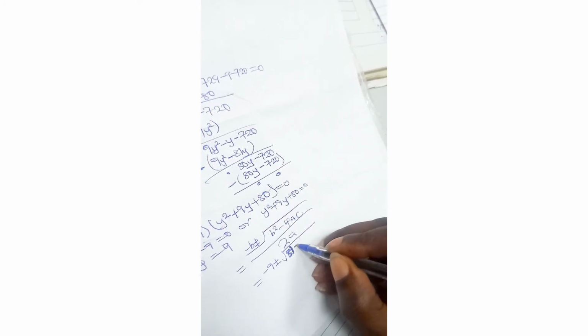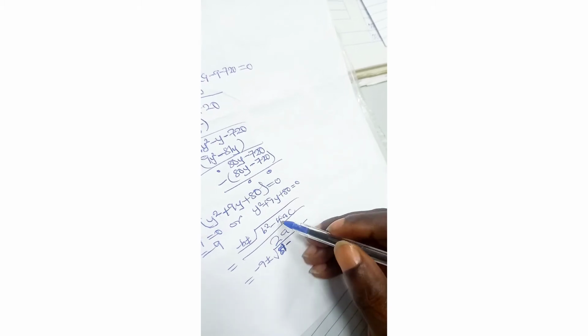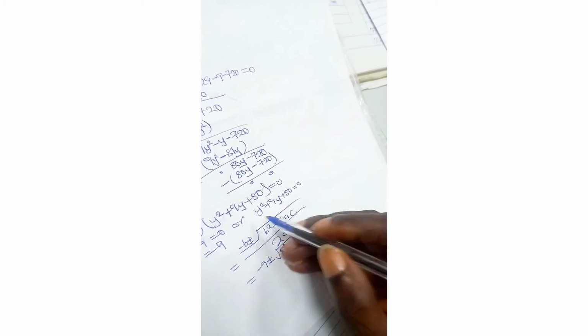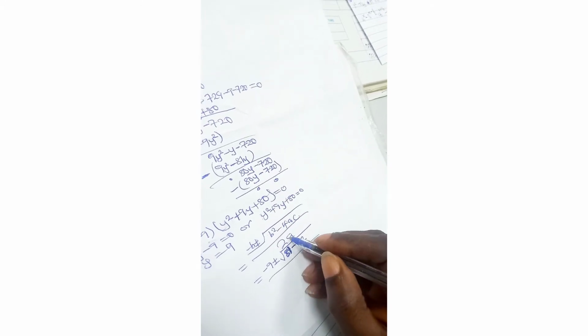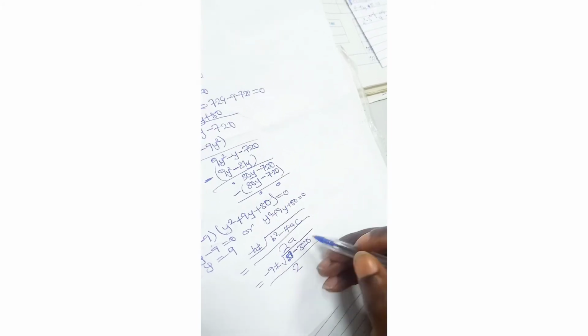Then minus, our a is 1 here, and our c is 80. If you multiply 4 times 80, you are going to get 320. With this alone, you don't need to disturb yourself again. Remember, a is 1, and this will be 2a. When you multiply 4 times 1 times 80, we got 320.